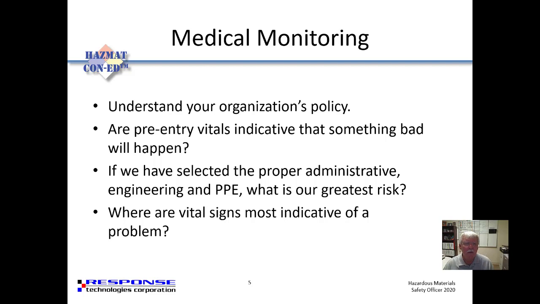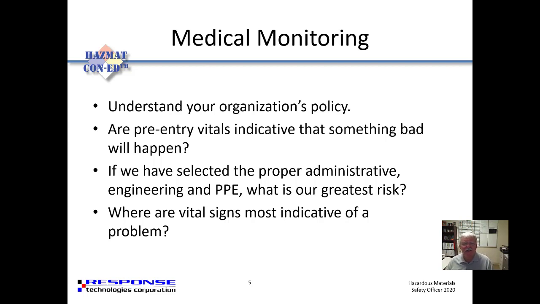There's no regulation that says you must do pre-entry vitals prior to entry. However, it has become a de facto standard of care, and it is recognized by NFPA that that is what we should be doing. And obviously, when we have the time, we need to do that.